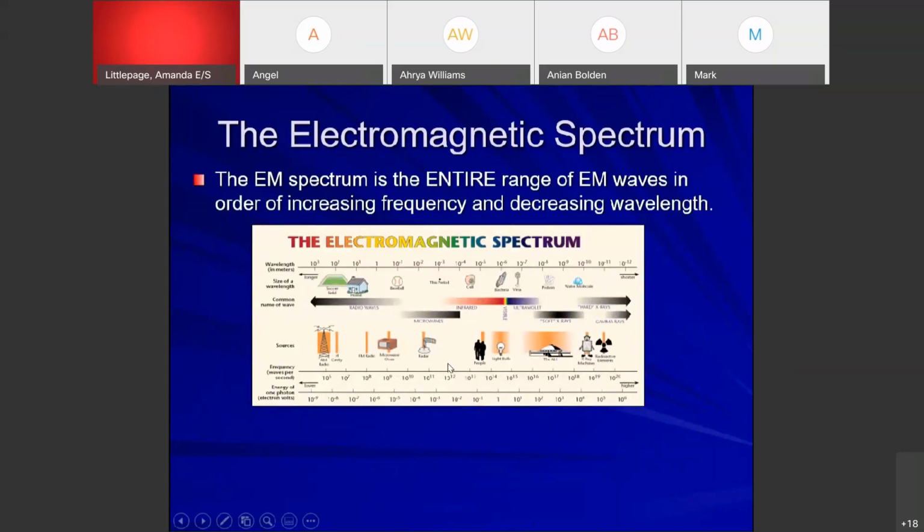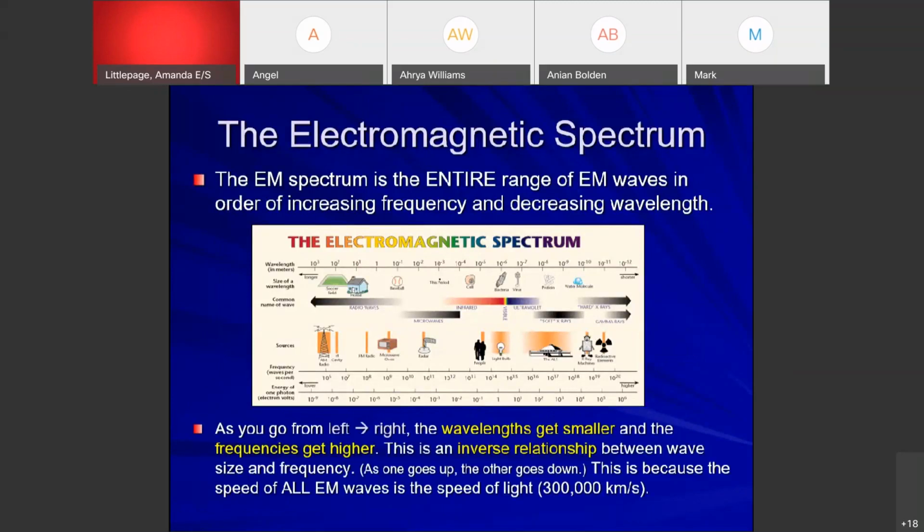Again, the EM spectrum is the entire range of EM waves in order of increasing frequency and decreasing wavelength. As you go from left to right, the wavelength gets smaller and the frequencies get higher. This is an inverse relationship between the wave size and frequency. We talked about this last week when we looked at waves. The longer the wavelength, or the larger the wavelength, the smaller the frequency. So it's inverse because as one goes up, the other goes down.